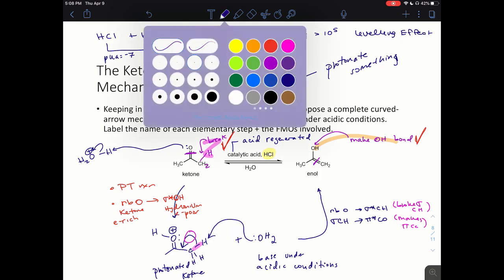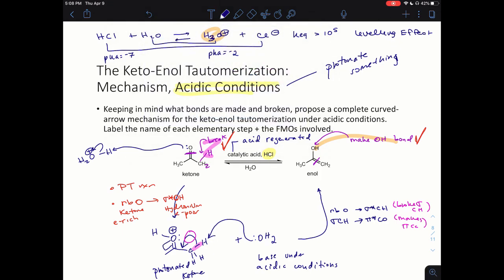That breaks the pi CO bond, and those electrons are going to go to oxygen. We don't have that lone pair shown, but there it is. All right.